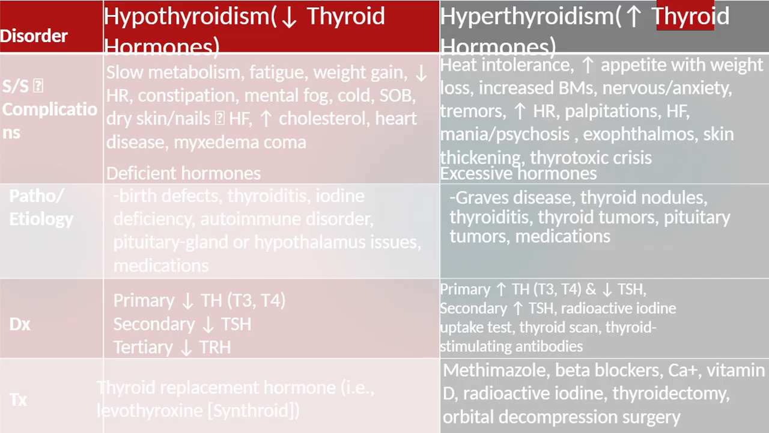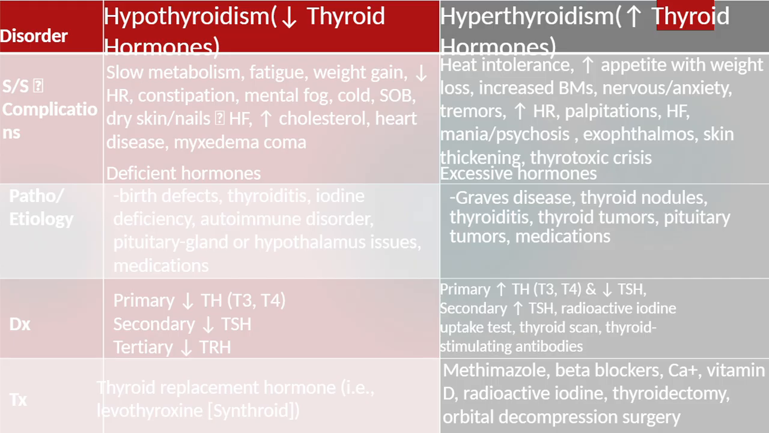Now we're going to shift our focus to two opposite conditions involving thyroid hormones, hypothyroidism and hyperthyroidism. In hypothyroidism, the thyroid gland is not producing enough thyroid hormones, and when those hormone levels drop, the entire body begins to slow down. Metabolism becomes sluggish, and every system that depends on energy production is affected. There are 3 different categories of hypothyroidism, and understanding them helps us identify where the problem is occurring.